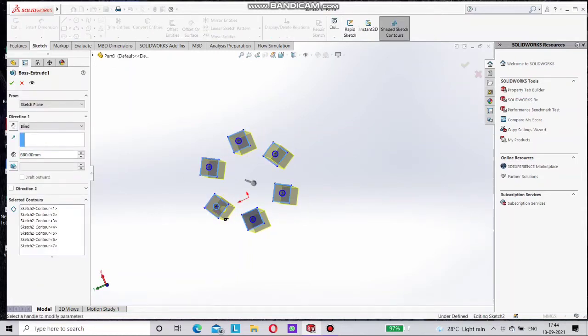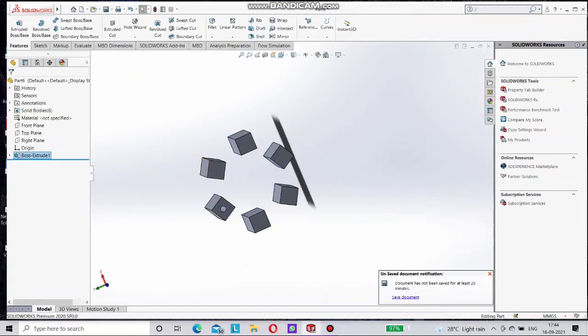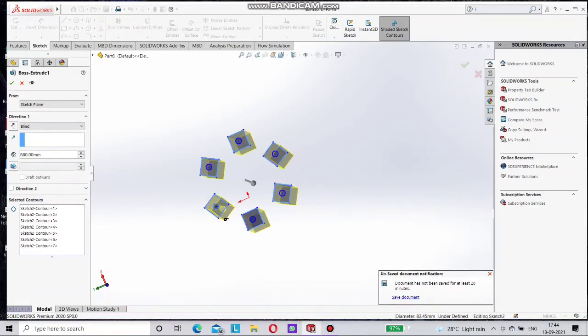Done this, let's done this extrude. You can see here a pattern of this rectangular.